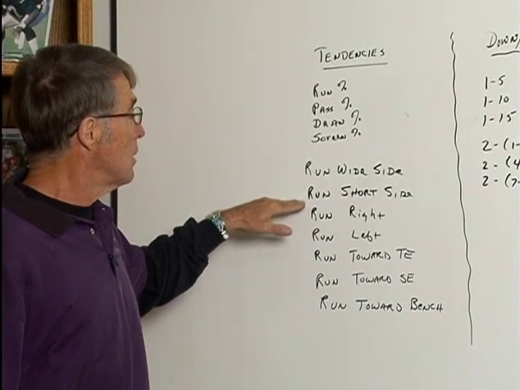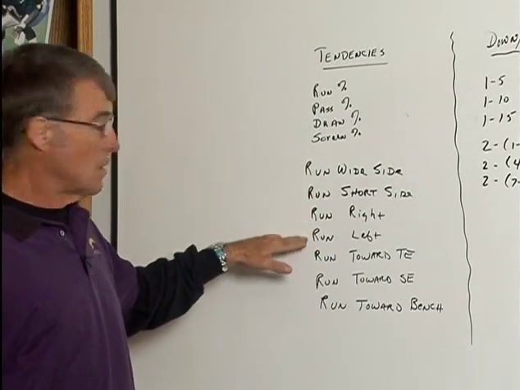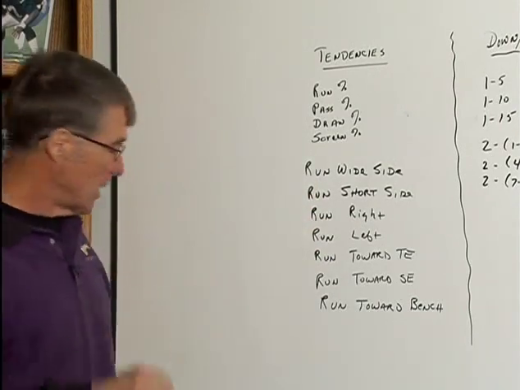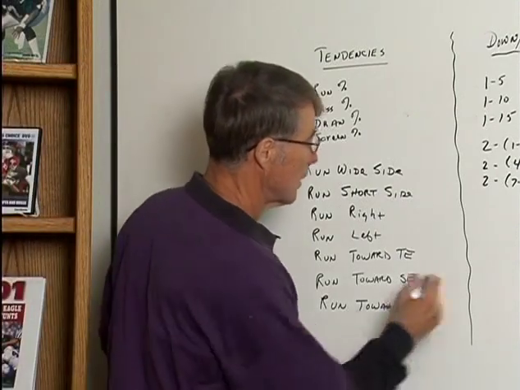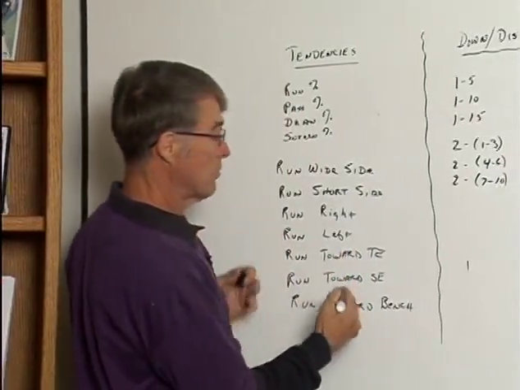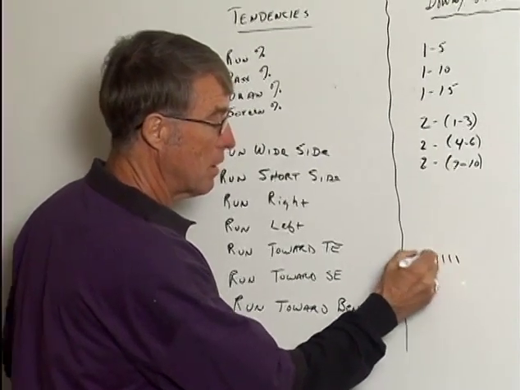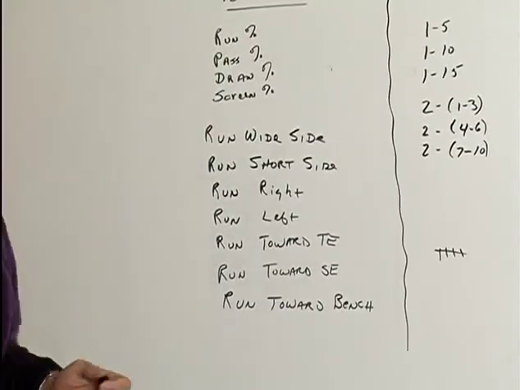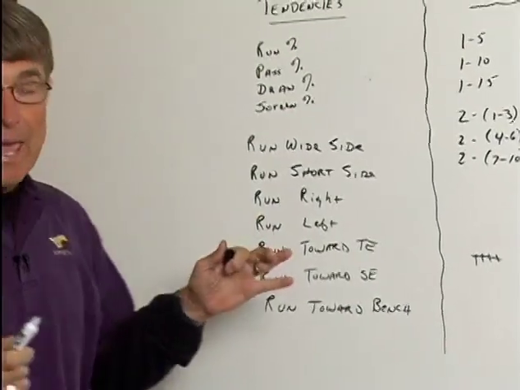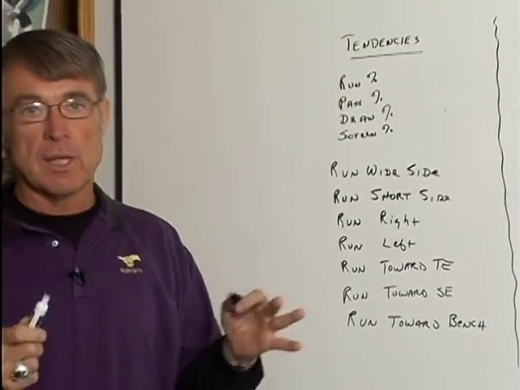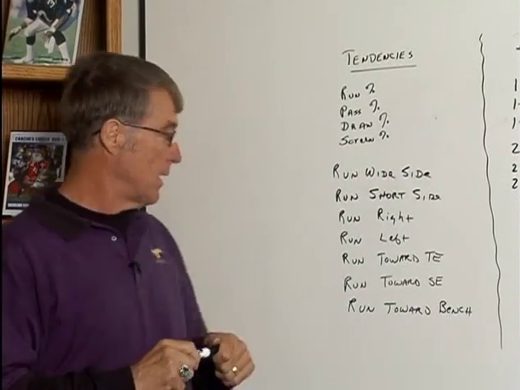Okay, run to the short side, run right, then run left. He'll just put a little check in here, just like this. Every time they run to the right, he'll put one there. When they run to the left, he'll put another one. And when we get five of them, he'll cross it off like that. And he can actually very quickly get the analysis on that.